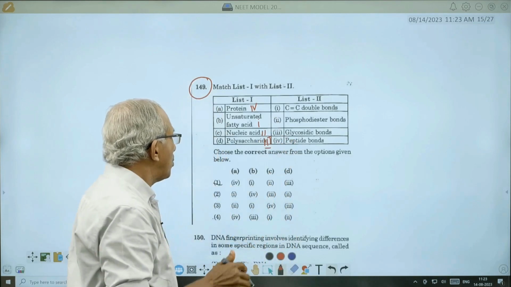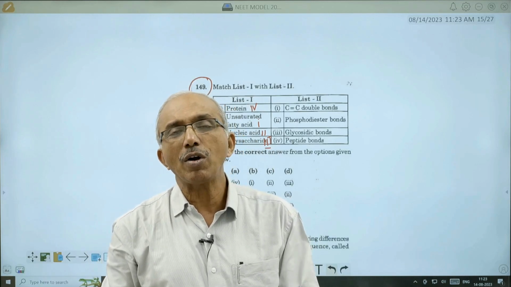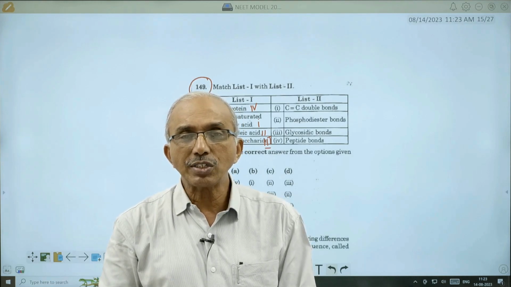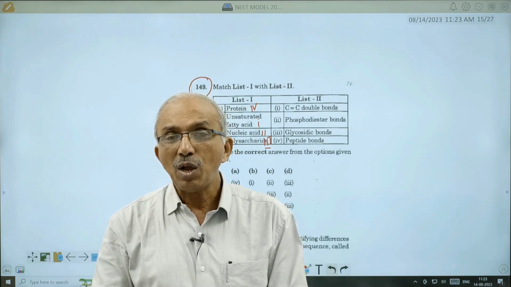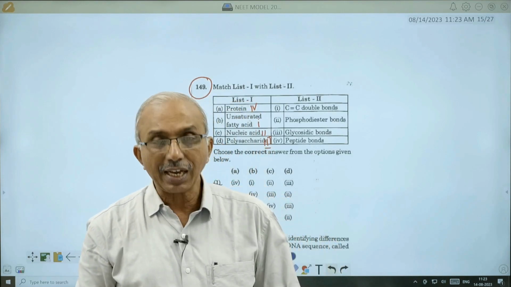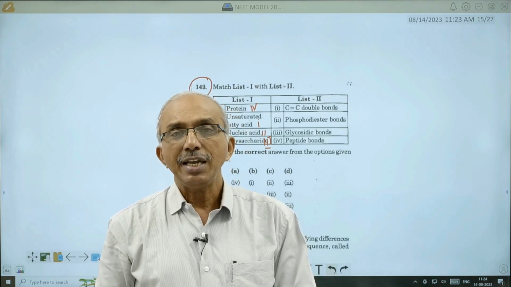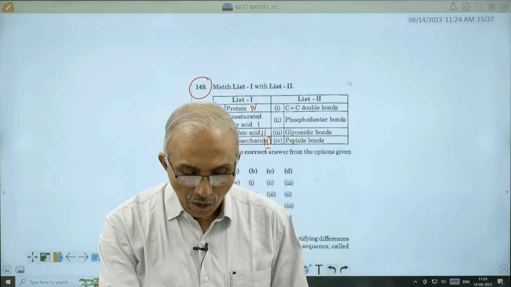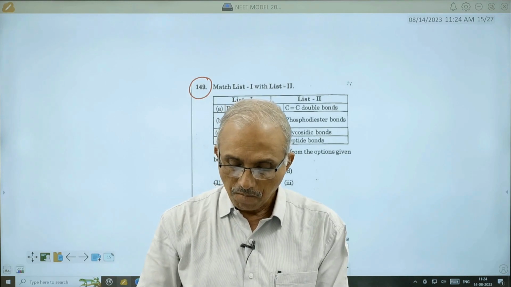Then D can be matched with 3. That is polysaccharides. They possess glycosidic bonds. What are glycosidic bonds? Glycosidic bonds are formed between two adjacent monosaccharides in a polysaccharide.